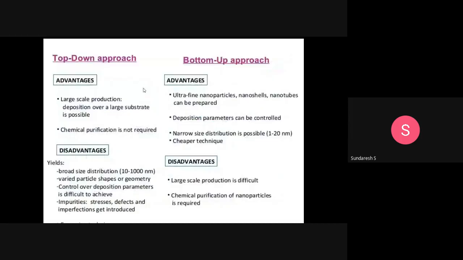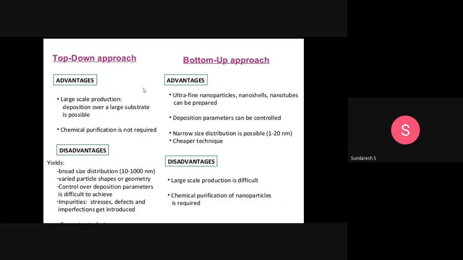And coming to the last slide in the top-down and bottom-up approach comparison, the advantages and disadvantages. Under top-down approach, the advantages are that it is used for large-scale production. Deposition over a large substrate is possible and chemical purification is not required. Okay, that is the one major advantage of top-down approach.